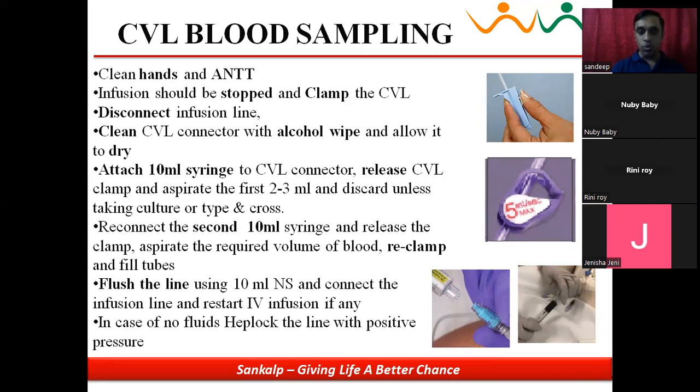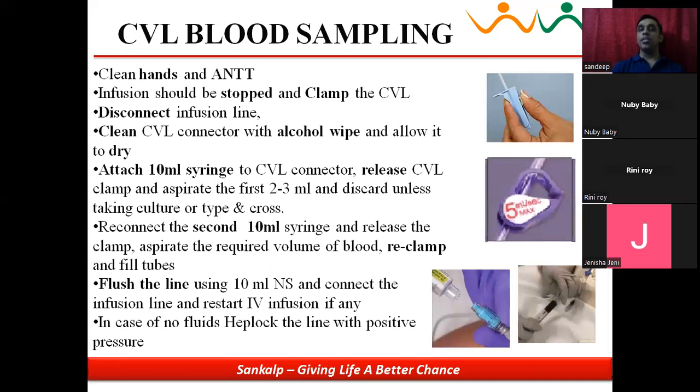Again, I don't want to go very deep on this procedure. Do the hand wash, keep the required items ready, wear sterile gloves, use a gauze piece, hold the connectors and open them. After opening, clean with an alcohol swab. The hub has to be completely cleaned with the alcohol swab. Once it becomes dry, then connect the 10 ml syringe.